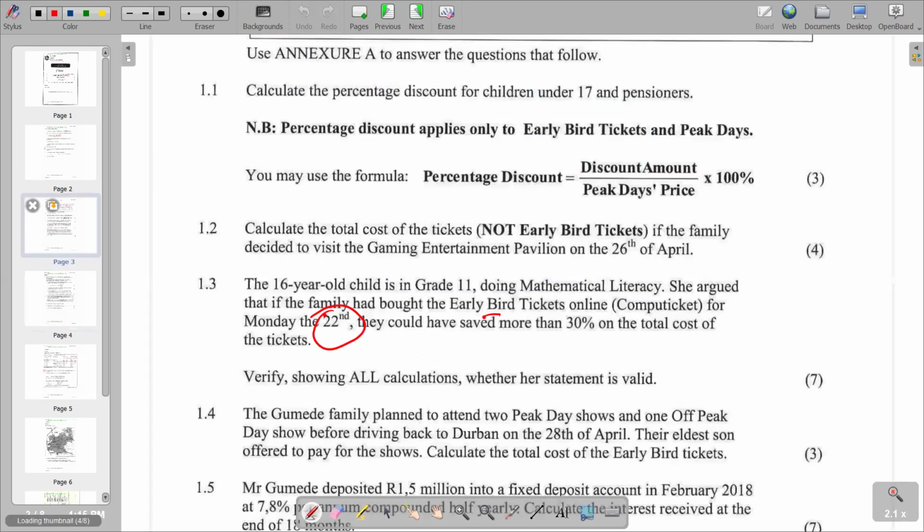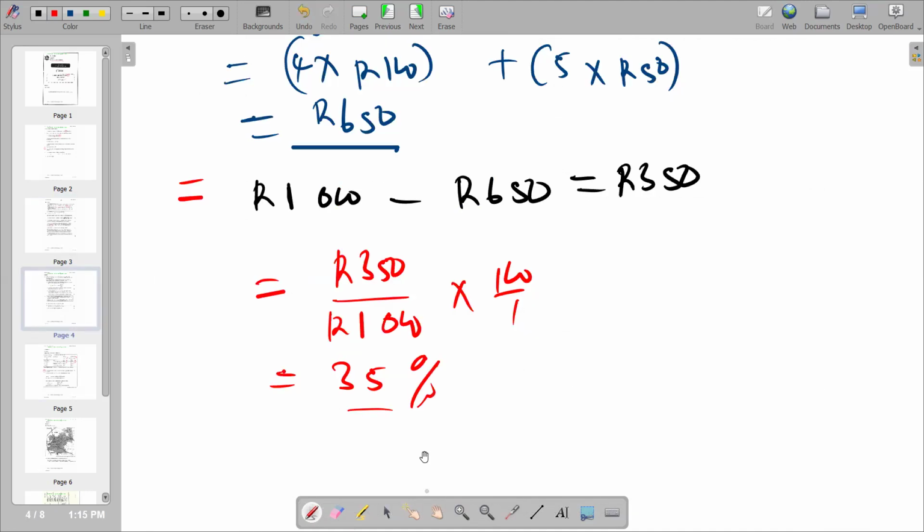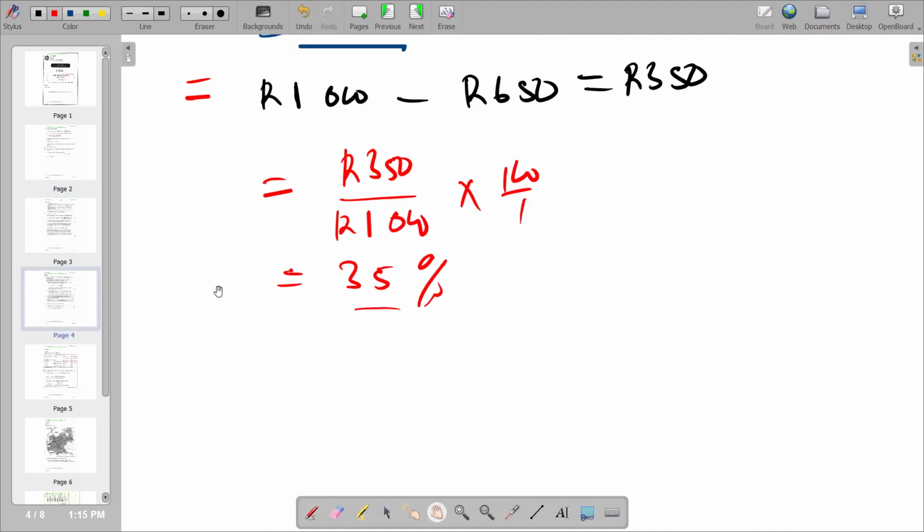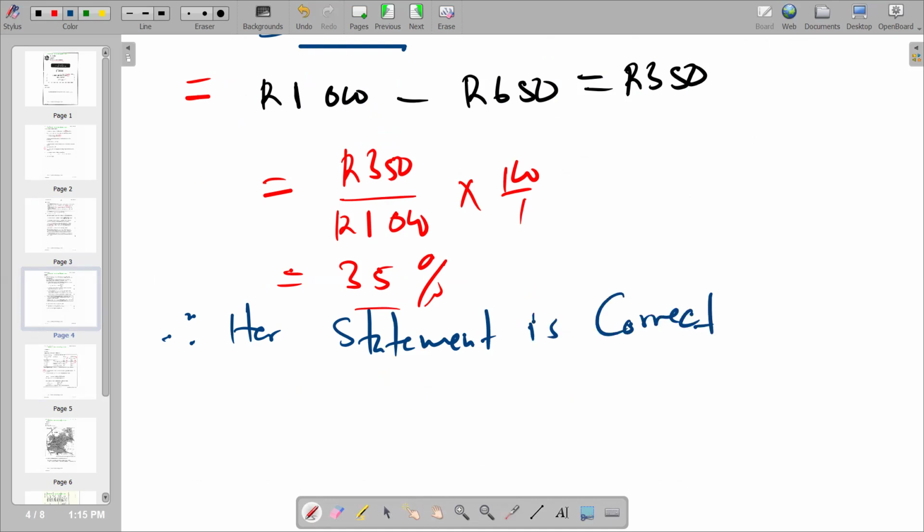The question says verify, show a calculation whether the statement is valid. The statement is that they could have saved more than 30%, of which what we found here is 35%, which is more than 30%. So this means the statement is correct. So we can just make a conclusion that yes, the statement is correct. So this is the conclusion that we can make.